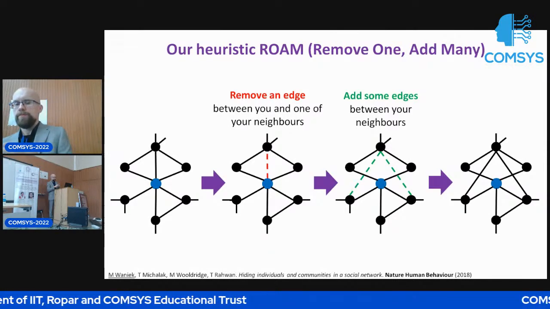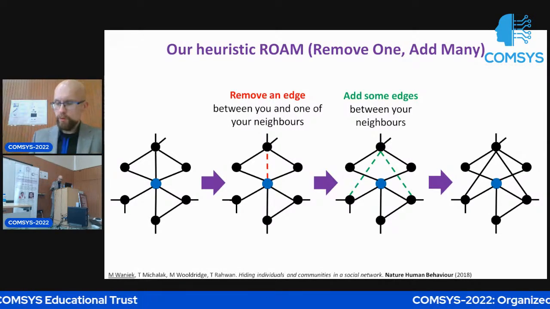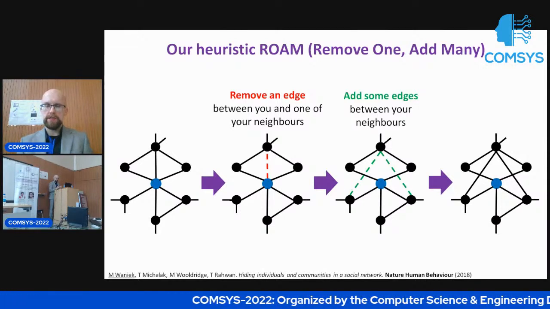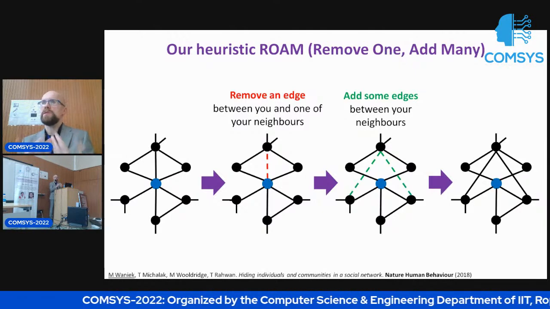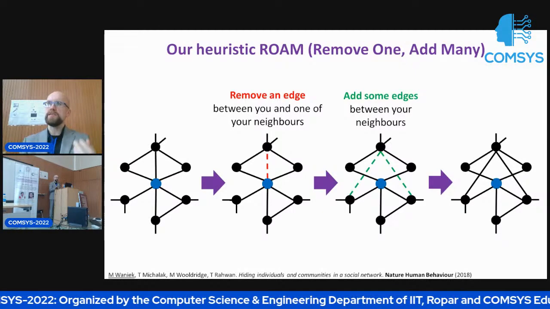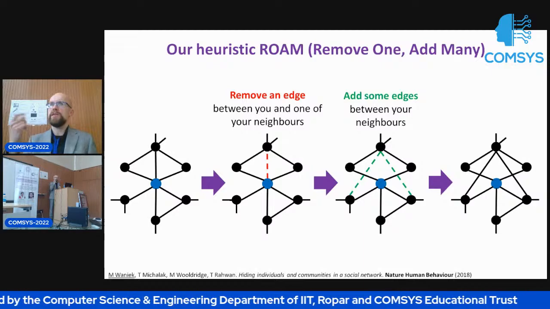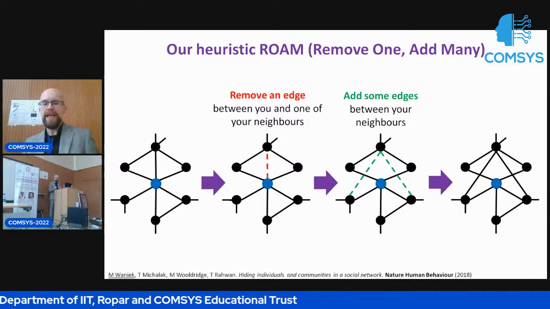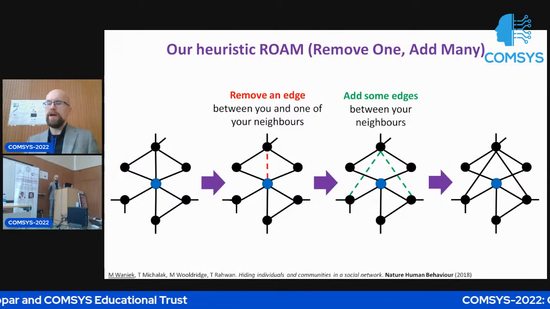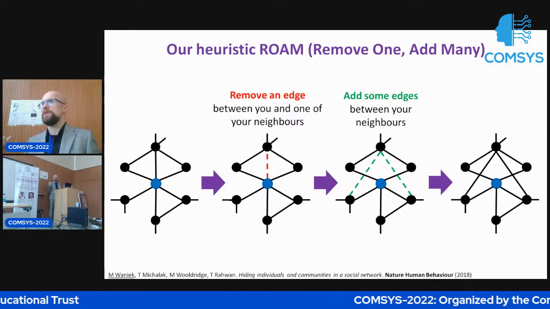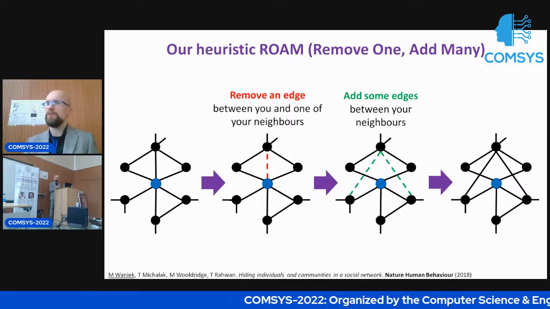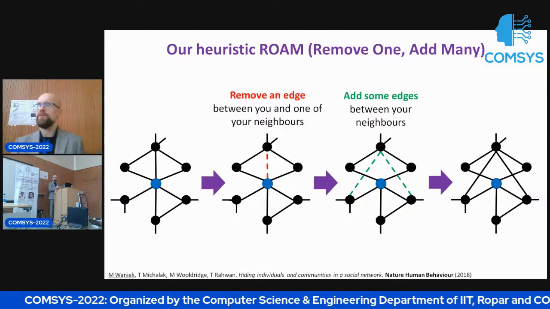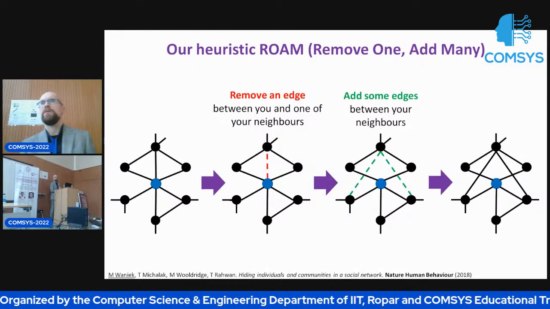Excellent question. We tested different variants of this heuristic, and the variant that was most successful was the one where we disconnect ourselves from the neighbor with the greatest degree. So we disconnect ourselves from our friend who has many friends, and we connect this friend with our other friends who have very few friends. So we disconnect from a node with high degree, and we connect it to nodes with low degrees. This is the variant that proved to be most successful. Thank you.